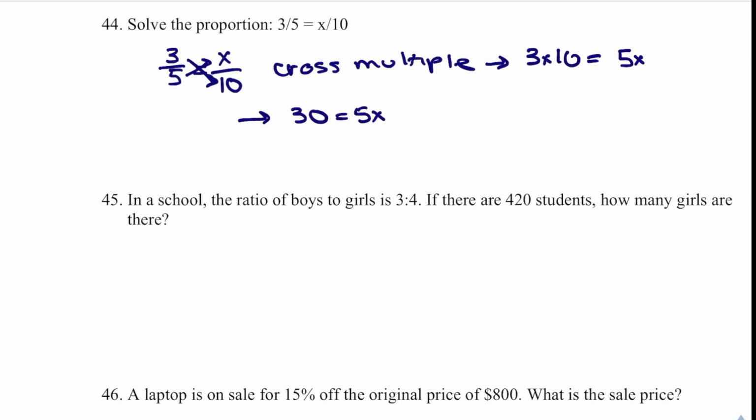And then what we want to do is we want to get x on one side of the equation, so we'll divide by 5. That will cancel. And then we have 6 equals x, and that is our answer. X equals 6.